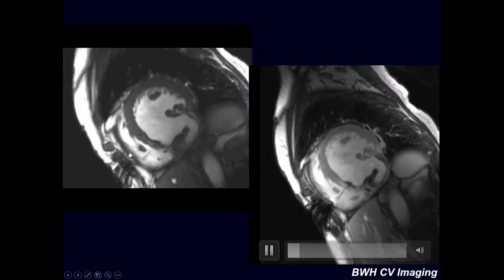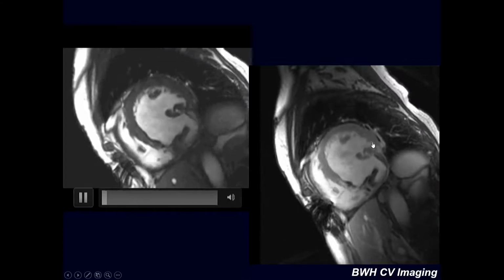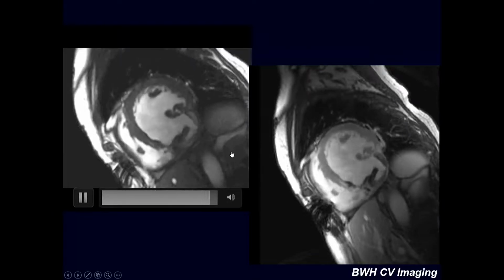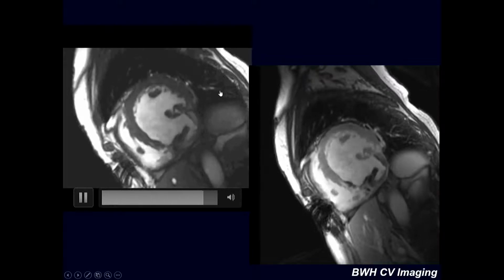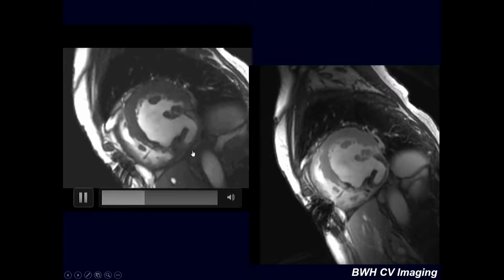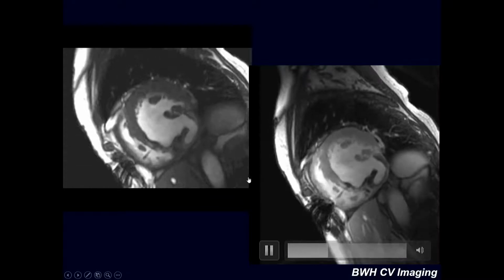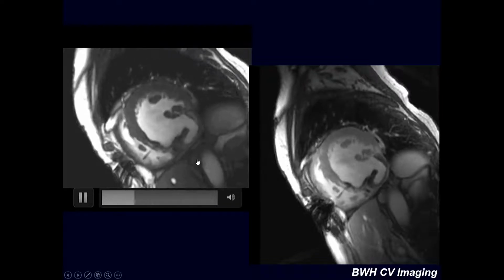This is a fairly old case. The left is a non-contrast scan. The right is a contrast scan. These pictures take about 7 seconds to generate, so fairly quick. The patient wasn't even breath holding. So the reason I want to show the pre and post contrast is to illustrate the ability to look at tissue by simple methods.